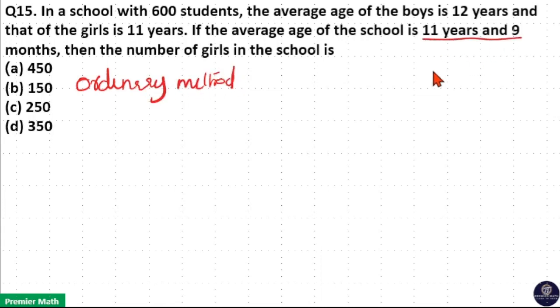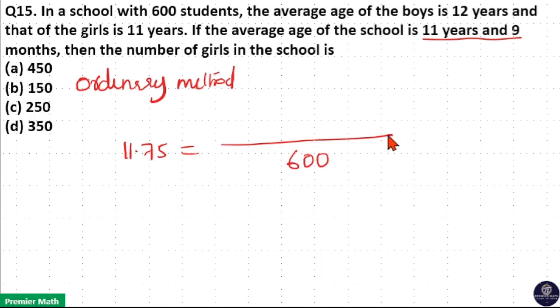Now average age of school is 11 years 9 months. This 9 months can be written as 9 by 12 years. 9 by 12 is 3 goes 3 times in 9, 3 goes 4 times in 12. So 3 by 4 is 0.75. So 11.75 is the average of the school, which is equal to sum of age of the boys and girls divided by total number of boys and girls, 600.